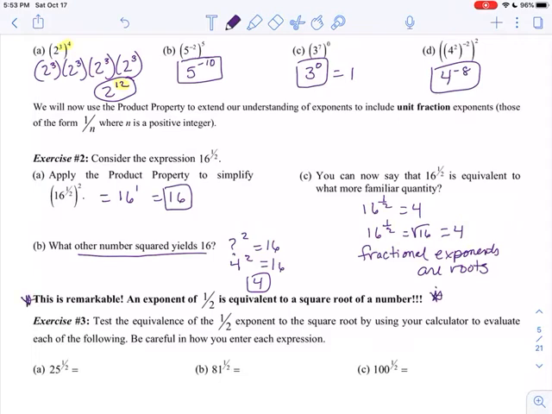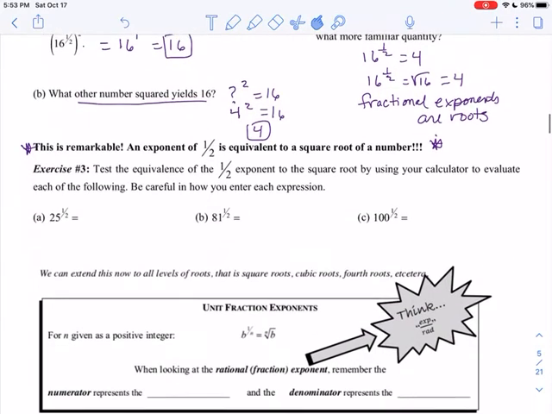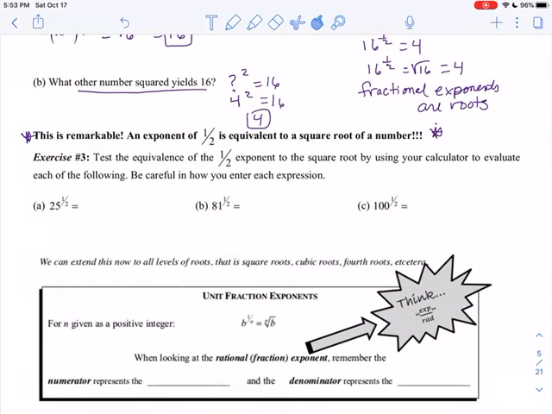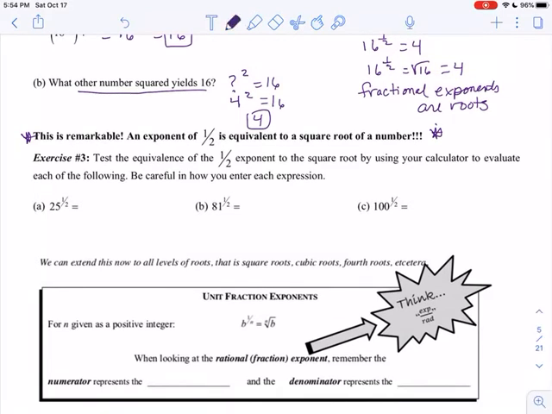It says, this is remarkable. An exponent of 1/2 is equivalent to the square root of a number. Kirk likes to get excited about things. So yes, he says this is remarkable. Let's test the equivalence of the 1/2 exponent to the square root by using your calculator to evaluate each of the following. Be careful in how you enter each expression. So 25 to the 1/2 power. We just learned that that's equivalent to the square root of 25, which equals 5.